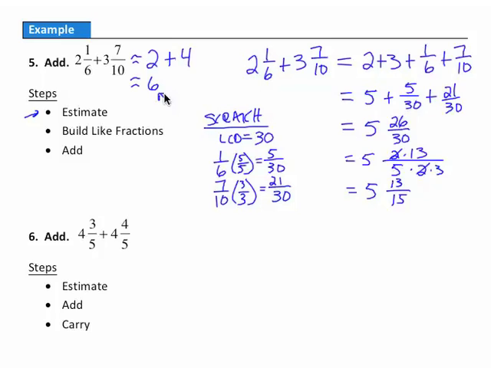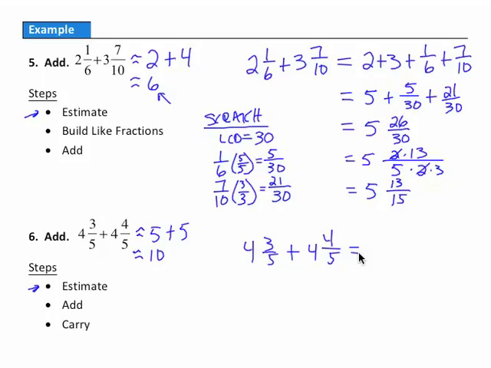Example 6. Add 4 and 3/5 plus 4 and 4/5. Start with our estimate. 4 and 3/5, that's closer to 5. 4 and 4/5, that's also closer to 5. So we should be coming up with an answer somewhere around 10.